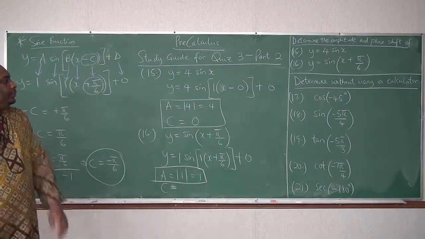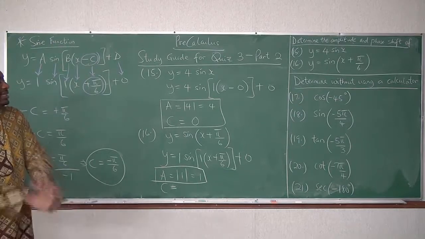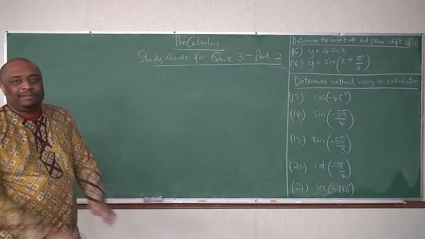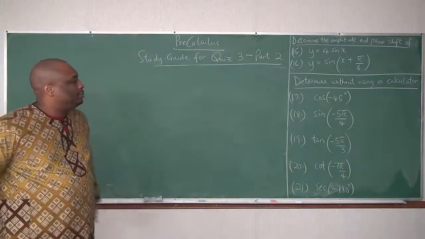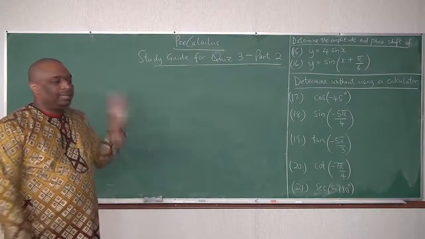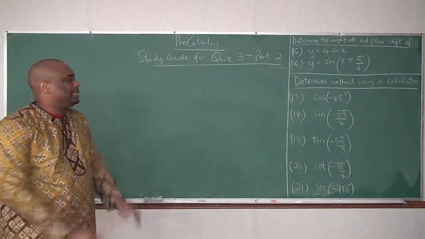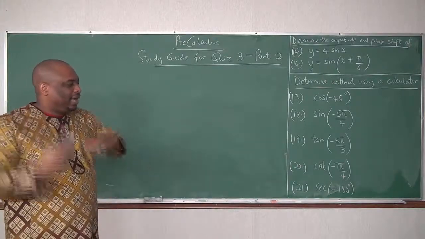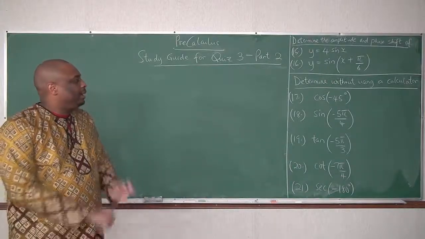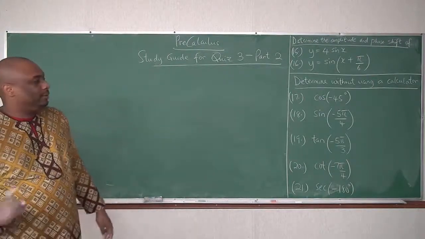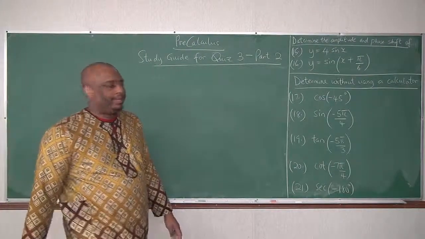Okay? Now let's go to what? Question 17 through 21. Two things are important here: reference angles and unit circles. These are the two things that are very, very important that you have a good knowledge of. And also coterminal angles. Yeah, coterminal angles are also very important.